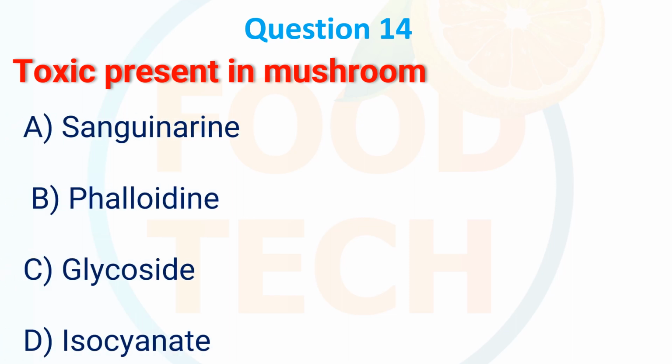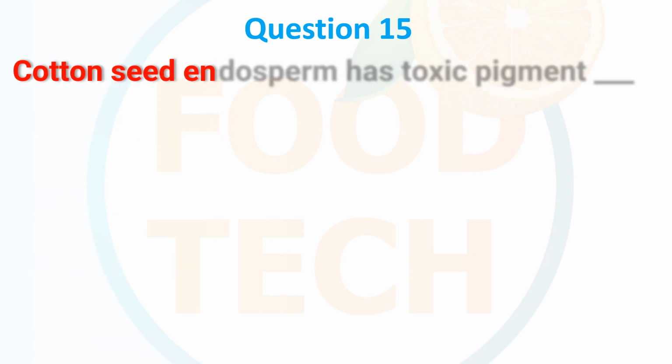Toxin present in mushroom. A. Cyanguarine. B. Phalloidine. C. Glycoside. D. Isocyanate. The answer is B. Phalloidine.